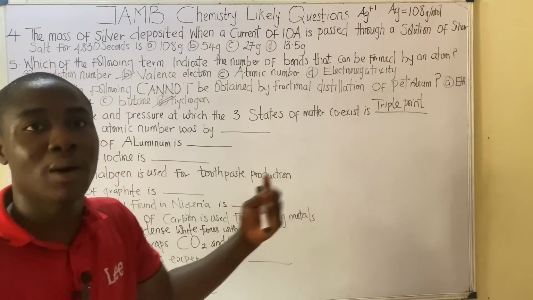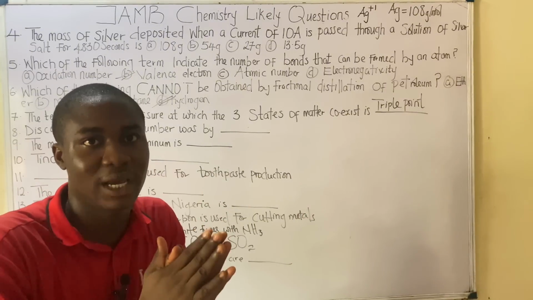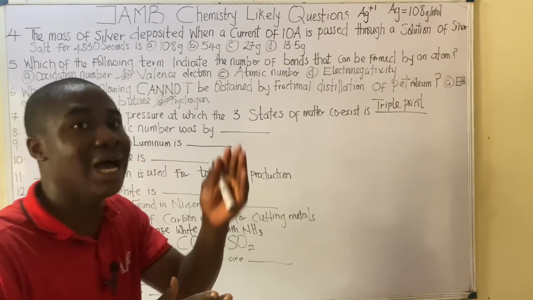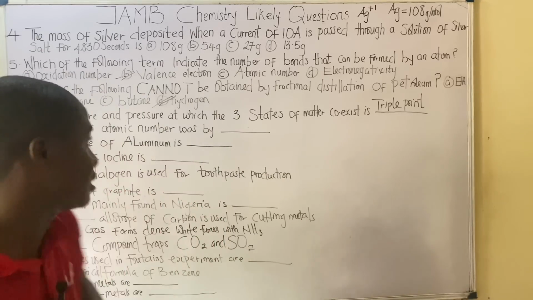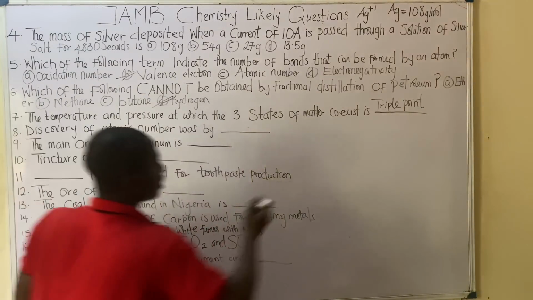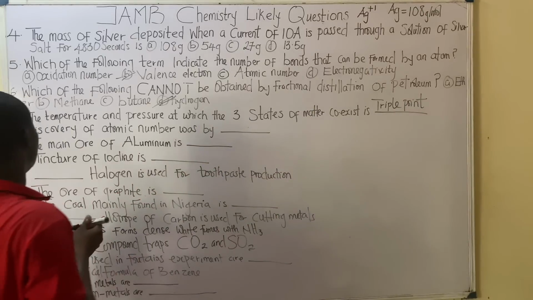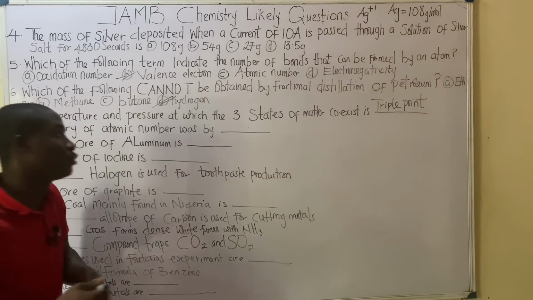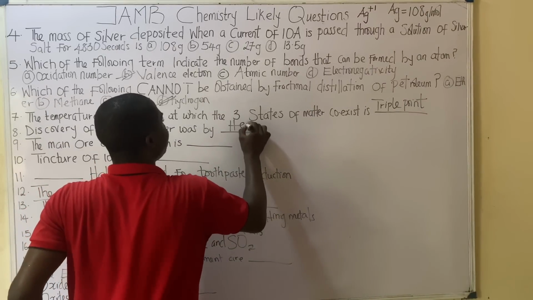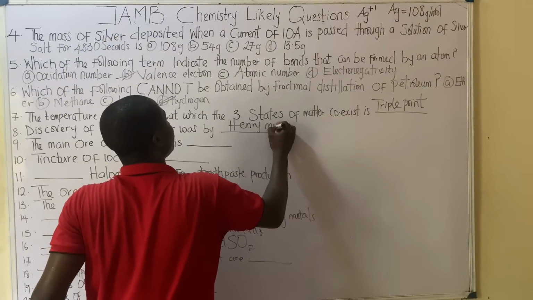It is the temperature and pressure at which the 3 states of matter come together. What are the 3 major states of matter? Solid, liquid, and gas. So the next question says, discovery of atomic number was by a man called Henry Moseley. Okay, Henry Moseley discovered atomic number.